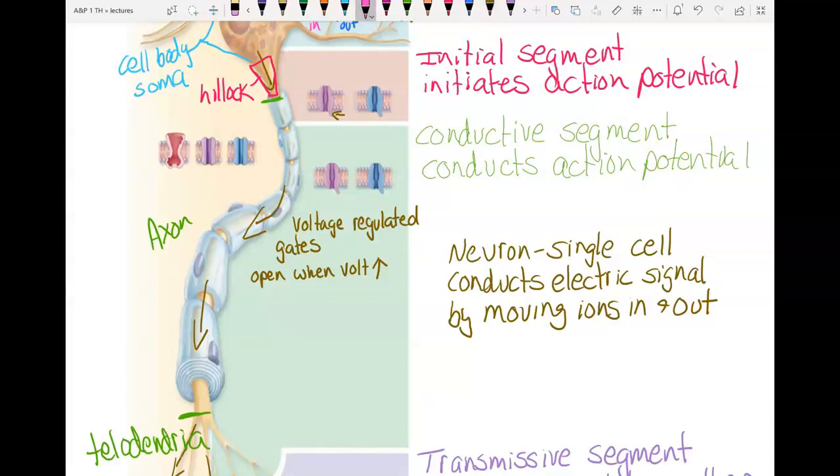And we're going to follow the same color coding. With the pink ones, these are sodium, and when they open, sodium comes in. The blue ones are potassium, and when they open, potassium goes out.